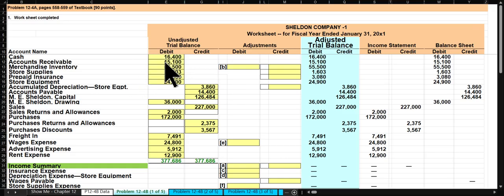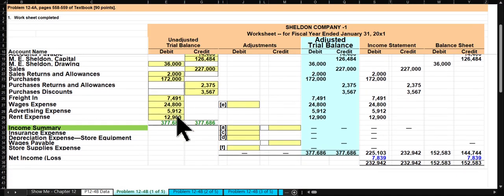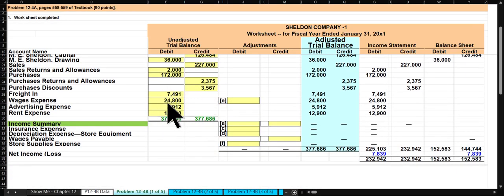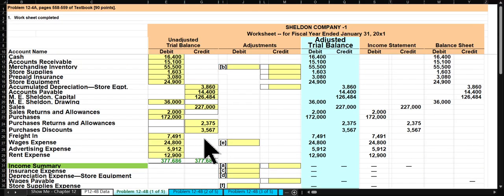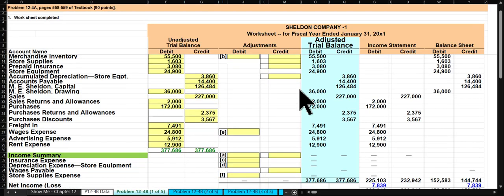So you can see all the assets have been recorded, all the liabilities, all the equity accounts, all the revenue accounts, and the expense accounts. And I know that I did this correctly because my total debit is equal to my total credit. So now I am ready to begin recording my adjusting entries.